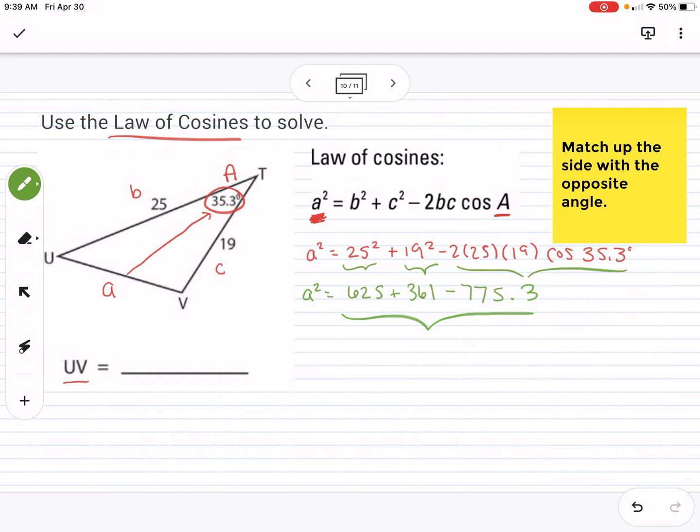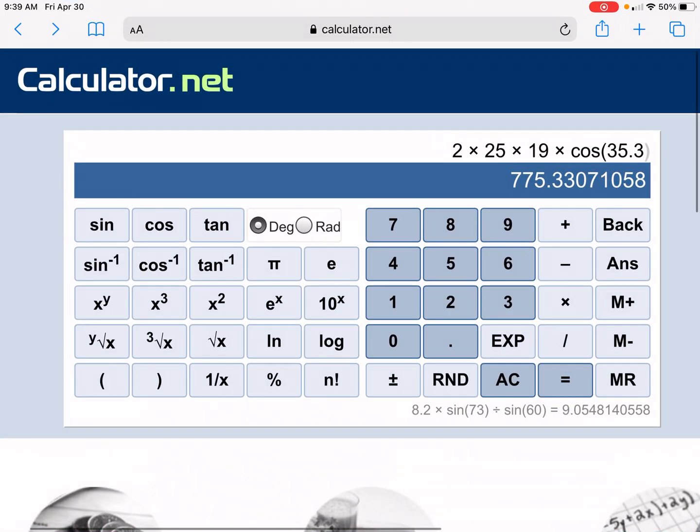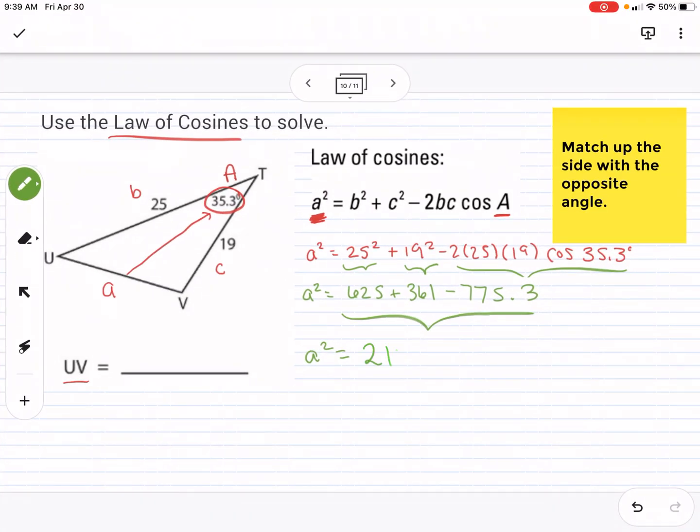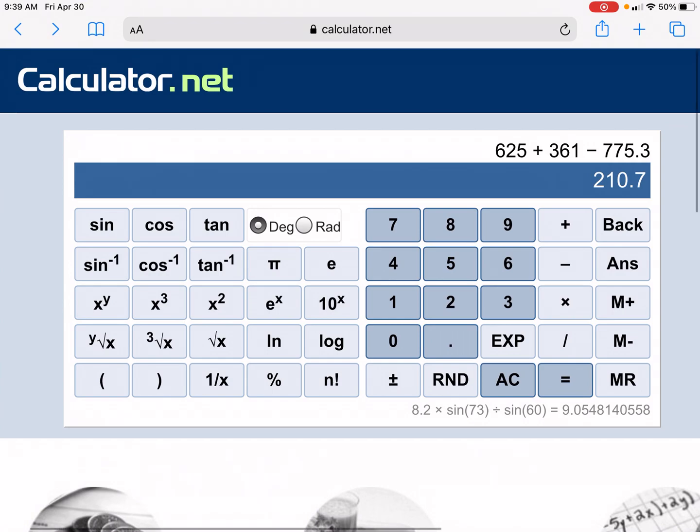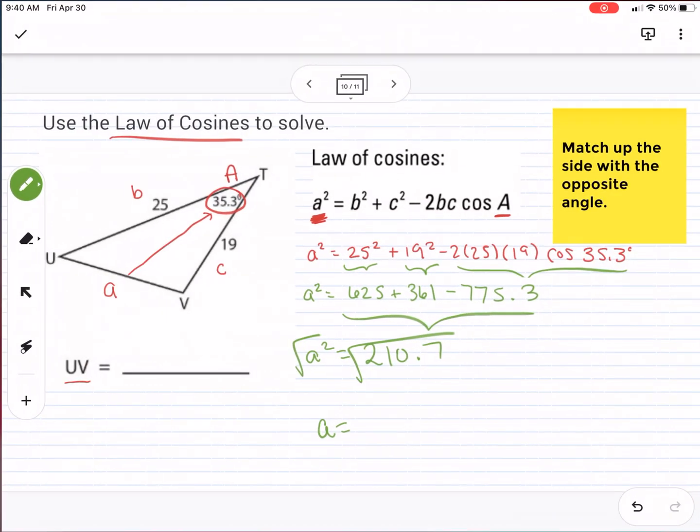Now I can add and subtract these numbers. So I'm going to do 625 plus 361 minus 775.3. That comes out to 210.7. Here it's a squared. We don't want a squared, so the opposite of squaring would be to square root. So we're going to square root 210.7. That comes out to about 14.5.